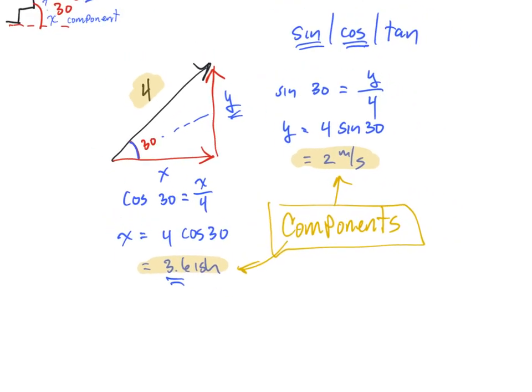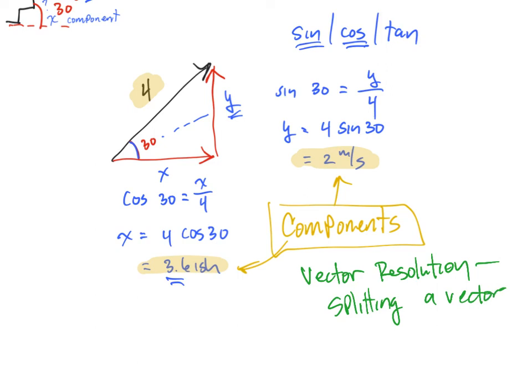And I want to introduce just a term that you'll hear me use. This process of splitting vectors into components is sometimes called vector resolution. Splitting a vector into components. So if you hear me say vector resolution, or if you read that, it just means to split the vector into components. And in the next video, you'll see an example of how we can use this under certain circumstances.